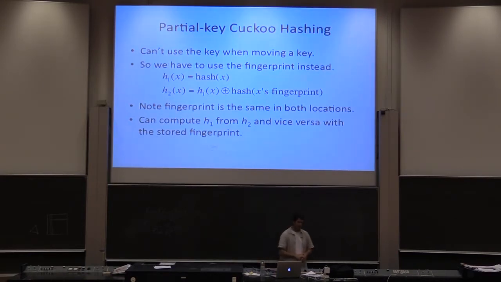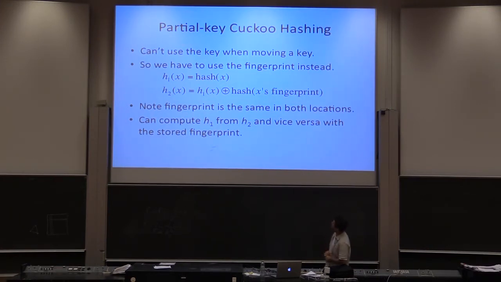All right, so the idea that someone came up with is what's called partial key cuckoo hashing. My two choices: one will be a hash of the key, and the other will be the hash of that key exclusive ORed with a hash not of the key itself, but one that depends instead on the fingerprint.